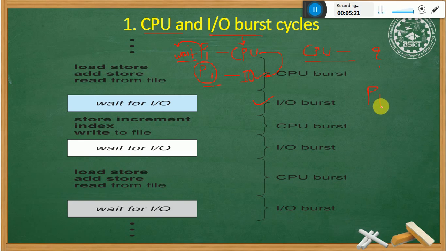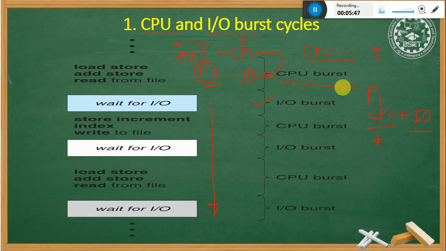Suppose P1 has both CPU and IO related operations. Then the time period executed by the CPU is called CPU burst, and the time slot executed by the IO is called IO burst. It is very easy. Using this diagram, we can clarify the concept of CPU burst and IO burst.